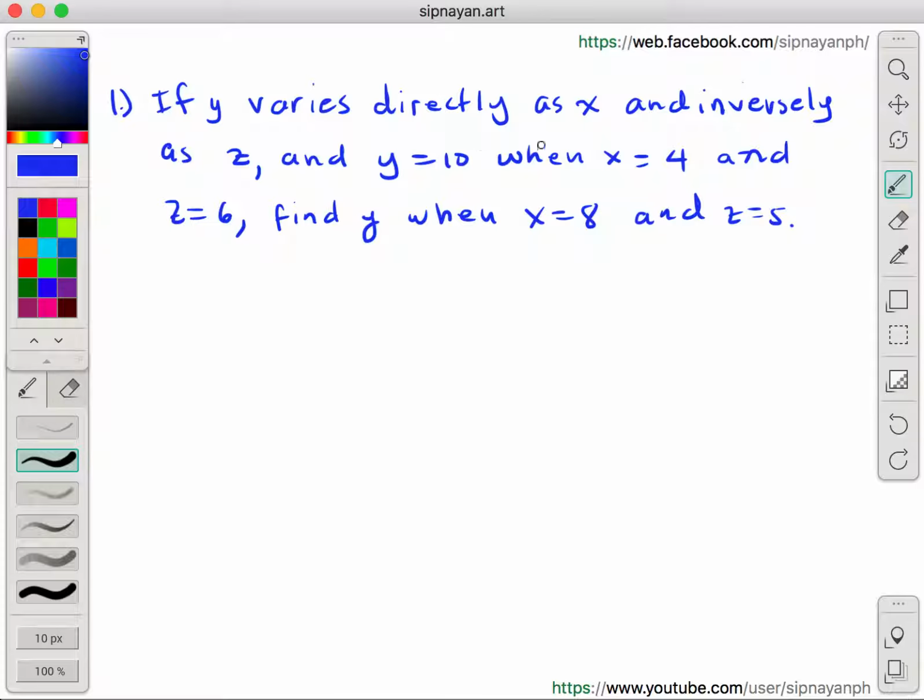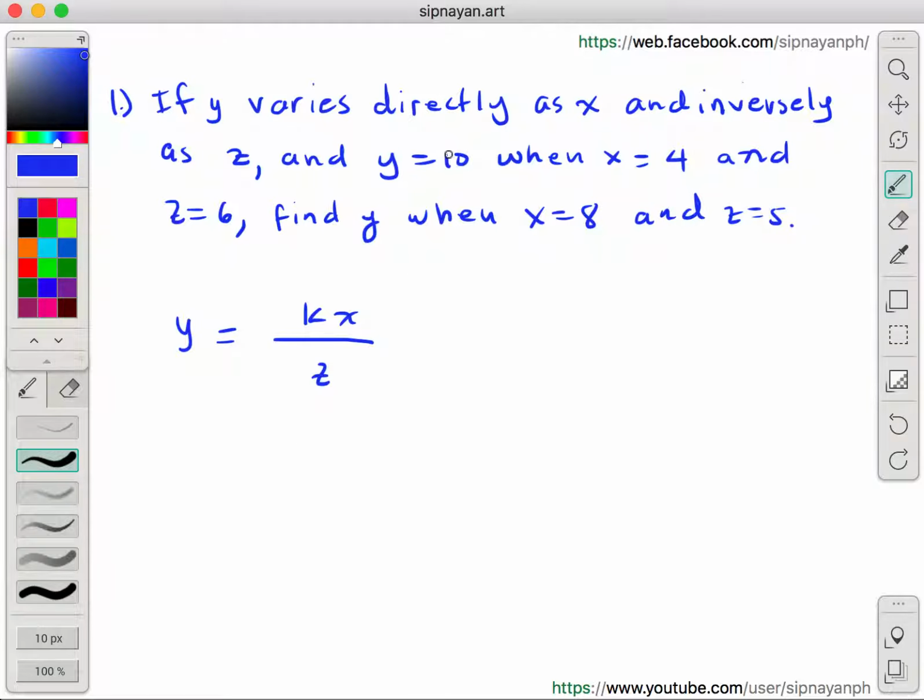So, if y varies directly as x and inversely as z, and y equals 10 when x equals 4 and z equals 6. Find y when x equals 8 and z equals 5. So y varies directly as x. Di ba pag varies directly as x, y equals kx? So y equals kx, kaso meron tayong inversely as z.